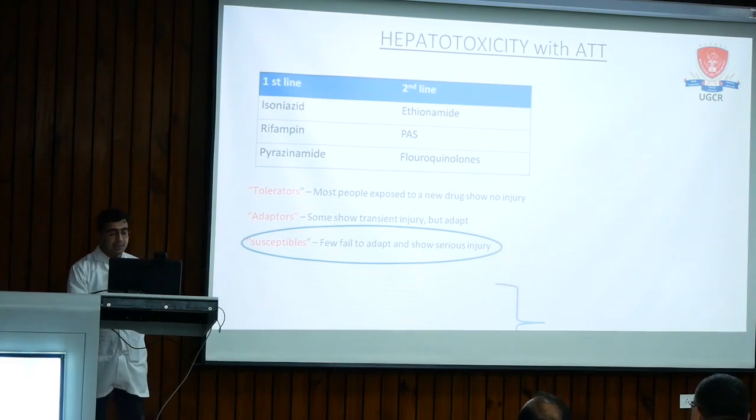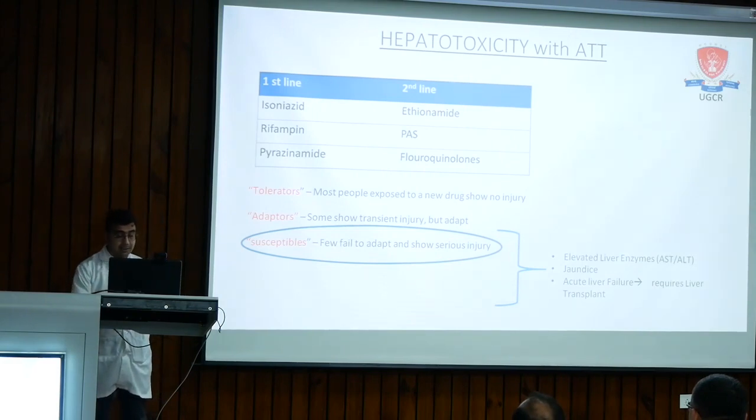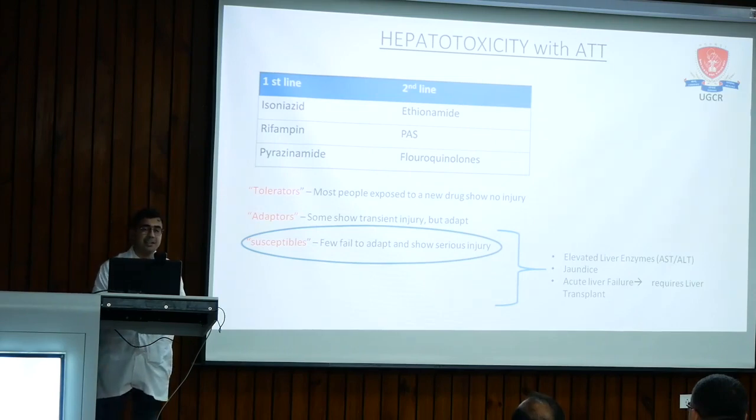These susceptible individuals can present with mild symptoms such as nausea, vomiting, or derangement of liver enzymes as elevated transaminases, or they can have jaundice. Very rarely, I can say about 1% of those patients who develop this liver injury, they can land up in acute liver failure, which warrants urgent liver transplant. So, while prescribing ATT for any tuberculosis, the patient has to be monitored very carefully.